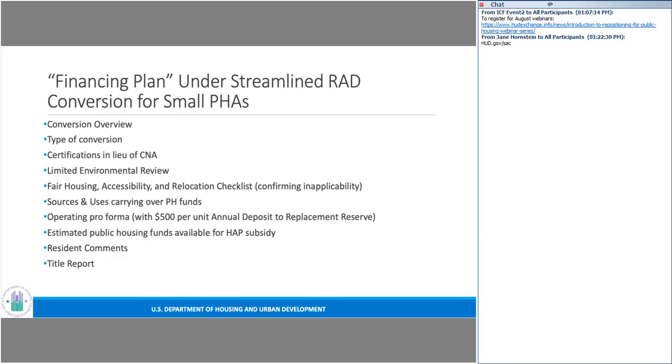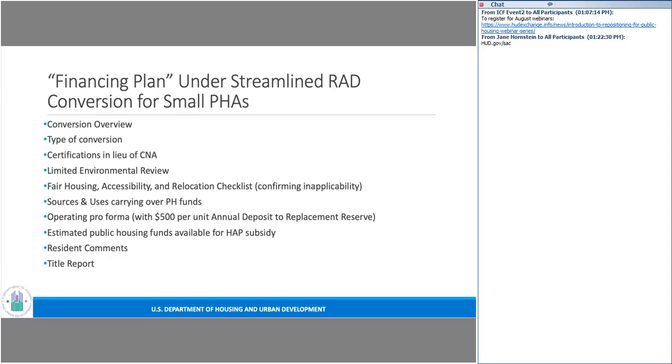They'll provide a sources and uses to us. It will really just be a document to memorialize that you are planning to bring over your public housing funds and establish them as reserves at the new property. You'll give us an operating pro forma just to show that the property is operationally viable after conversion. We require a minimum $500 per unit per year deposit to the capital replacement reserve account that the property must have.